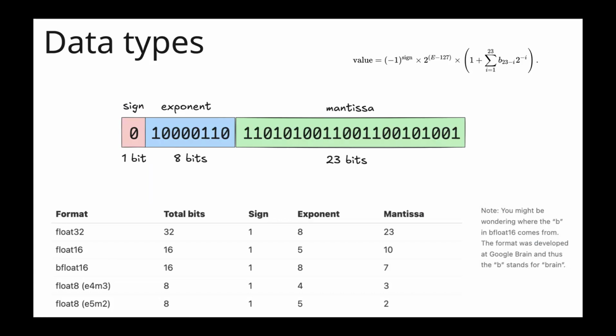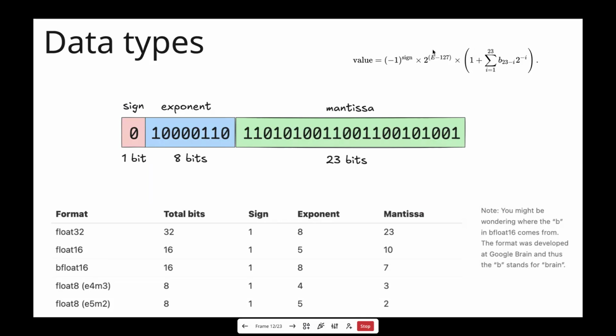If we take as an example the regular precision, floating point 32, it allocates 32 bits to represent a number. One bit is dedicated to storing the sign, either positive or negative, 0 or 1. 8 bits are allocated to represent the exponent, and 23 bits are allocated to represent the mantissa.